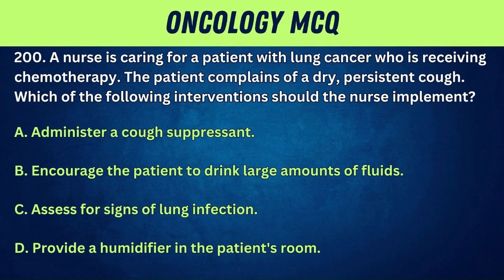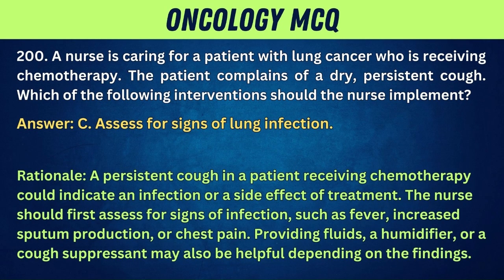200. A nurse is caring for a patient with lung cancer who is receiving chemotherapy. The patient complains of a dry, persistent cough. Which of the following interventions should the nurse implement? A. Administer a cough suppressant. B. Encourage the patient to drink large amounts of fluids. C. Assess for signs of lung infection. D. Provide a humidifier in the patient's room. Answer: C. Assess for signs of lung infection.